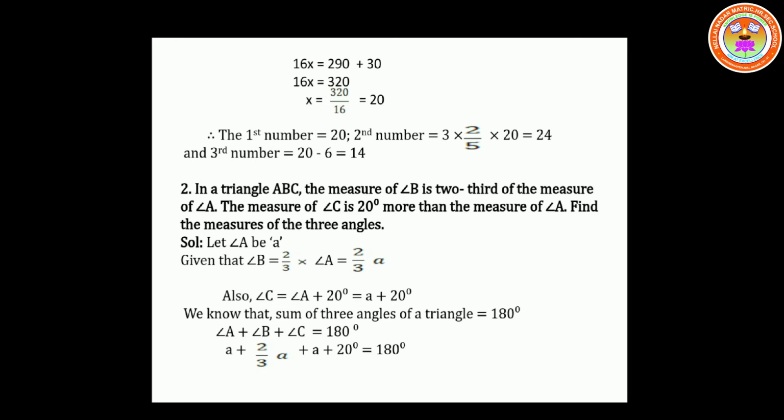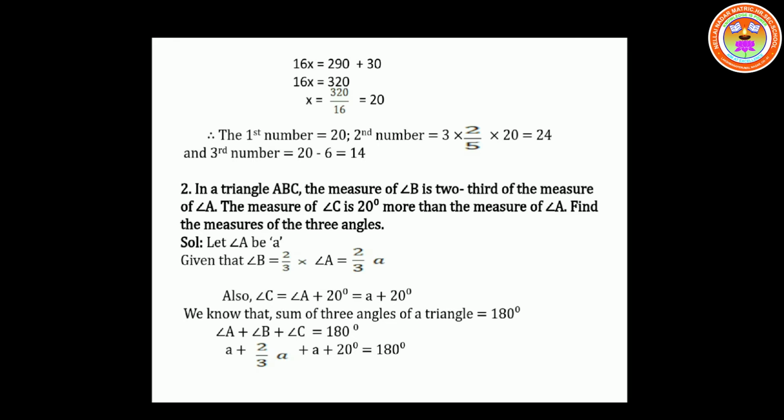So the first clue: angle B is 2/3 of the measure of A. So that is 2 by 3 into angle A. Now angle A, what have I taken? Small letter a. So 2 by 3 a. And what is C? 20 degrees more than angle A. So angle C is equal to angle A plus 20 degrees, that is equal to a plus 20 degrees.